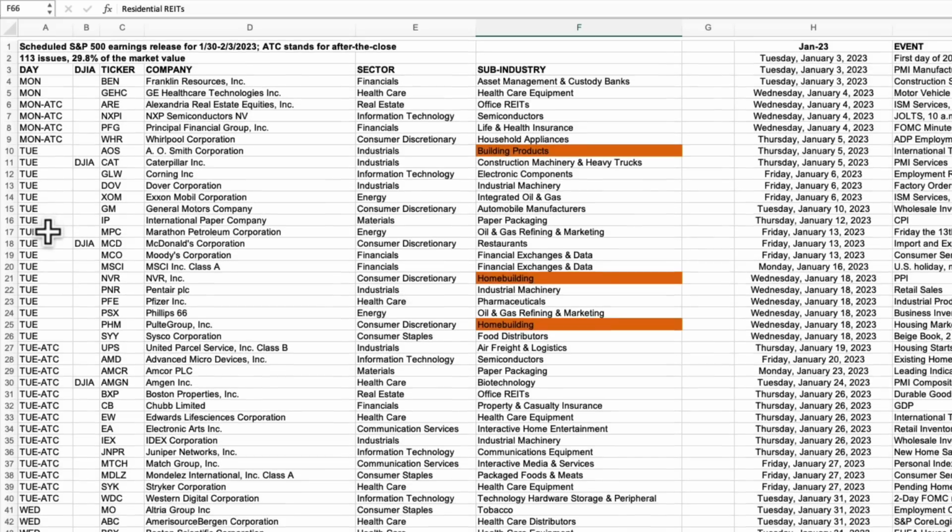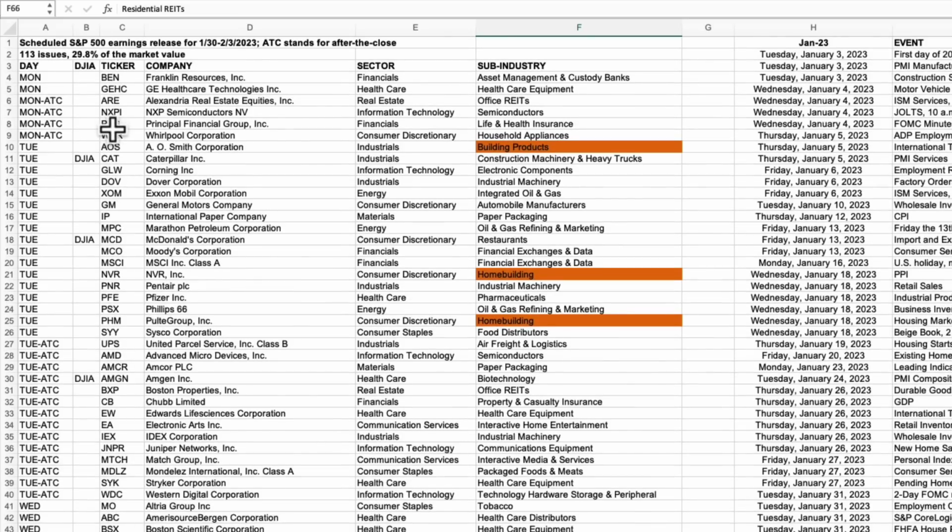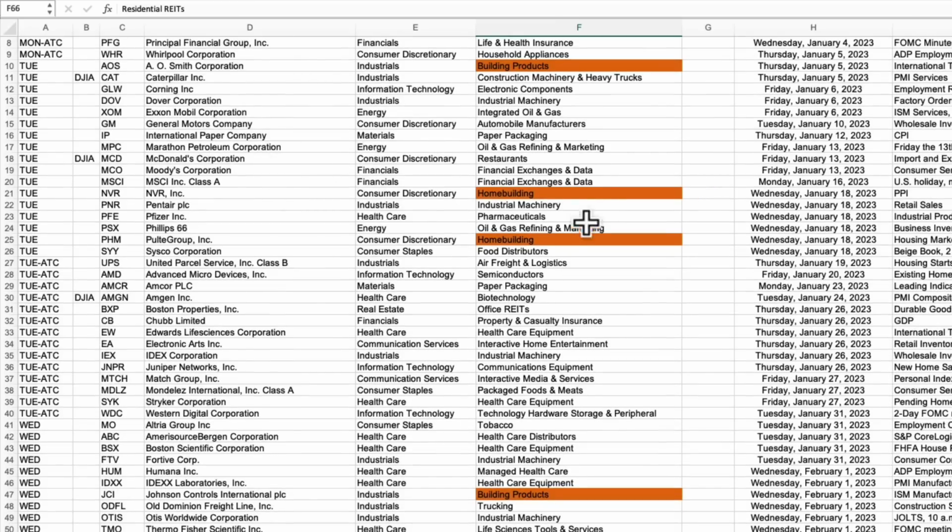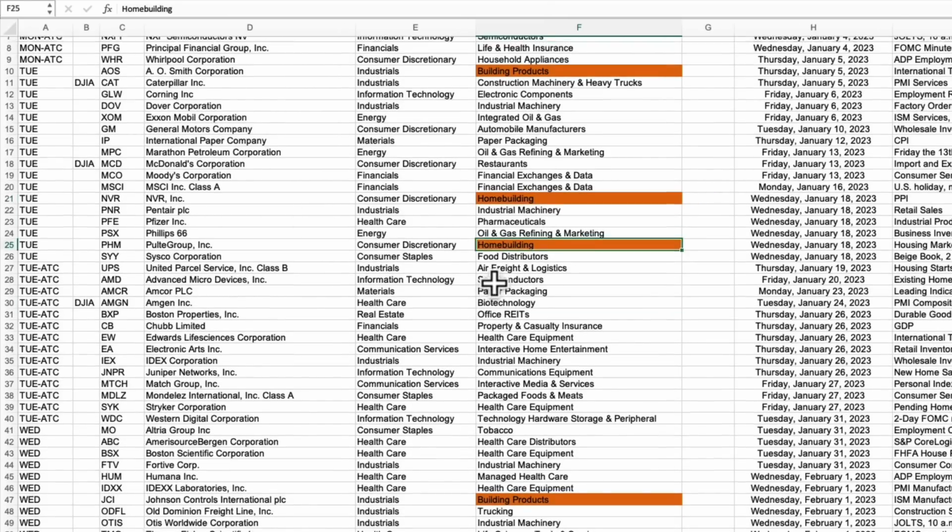A lot more detail here, because rather than just giving you the ticker, it gives you the full name of the company, in case you look at a ticker and you go, I don't recognize that ticker. It tells you what sector and what sub-industry they're in. For home builders, we have two. I've highlighted them for you. You have NVR and you have Pulte.